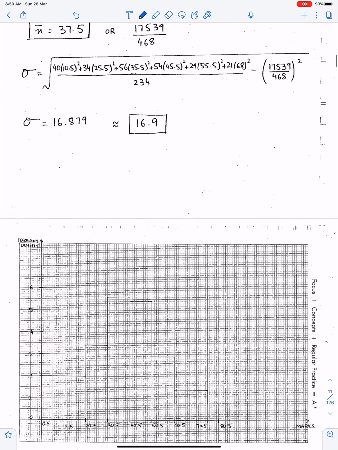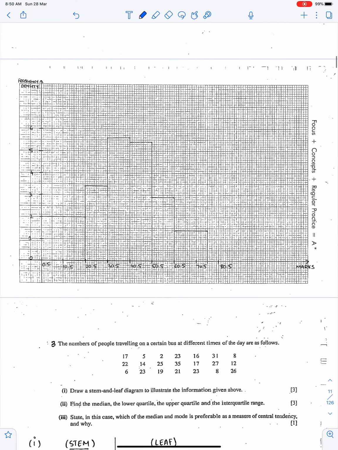So a histogram must label the axis, write marks, write frequency density. Write complete frequency density, don't write FD. And this scale, the horizontal scale is starting from 0.5, so write 0.5 here, and the vertical is starting from 0, so write 0 here, and then draw this histogram.